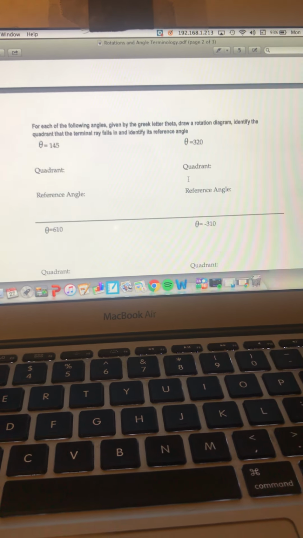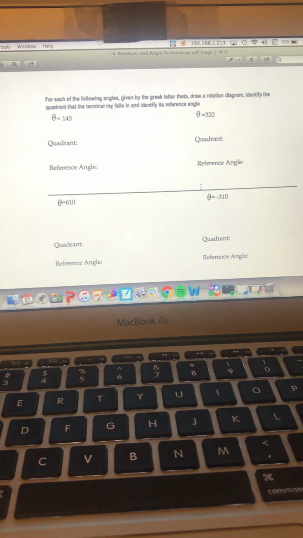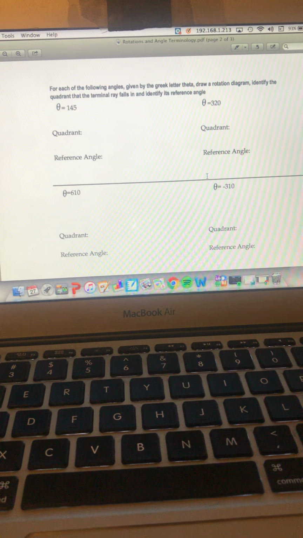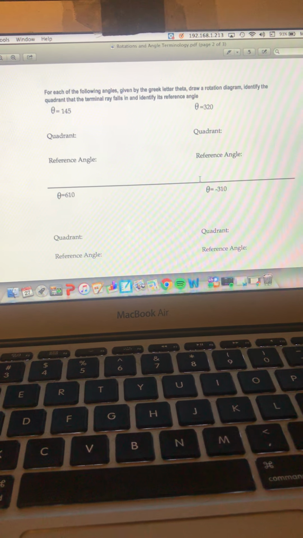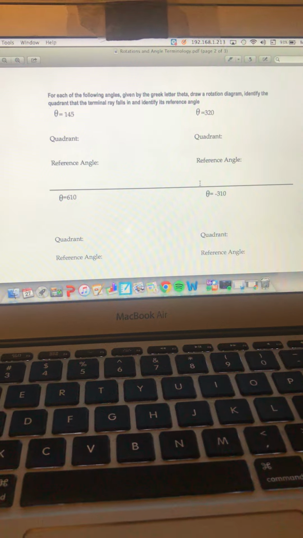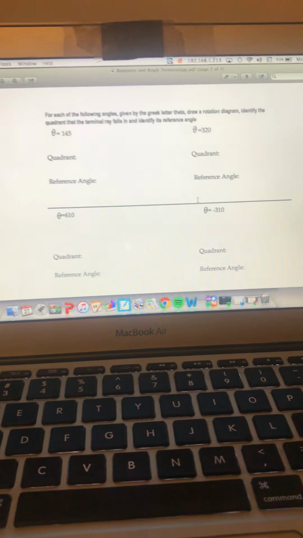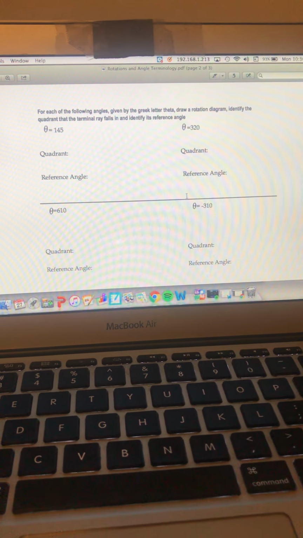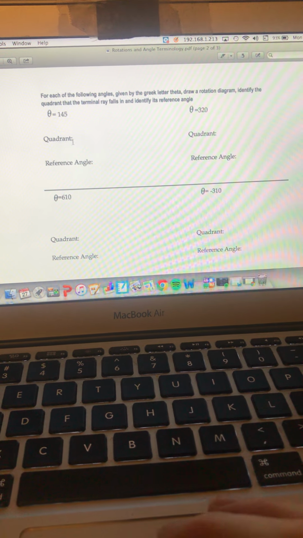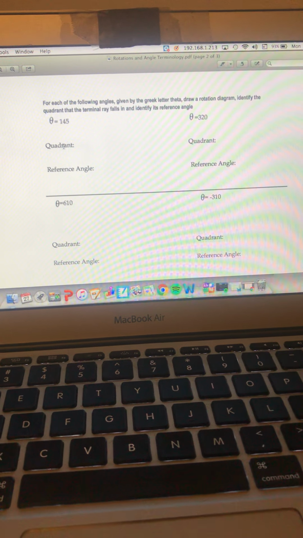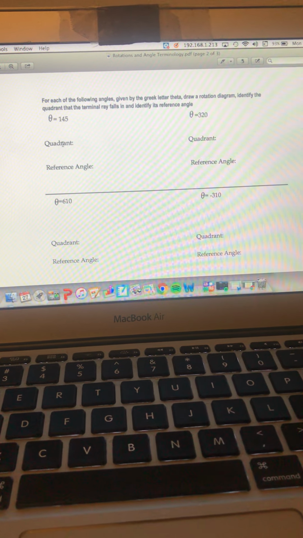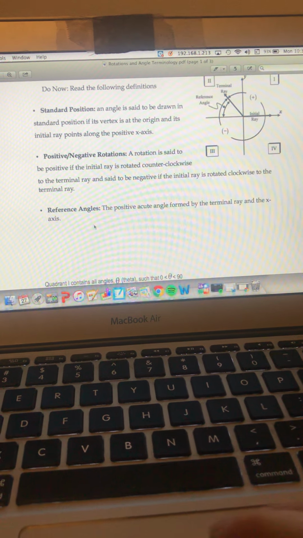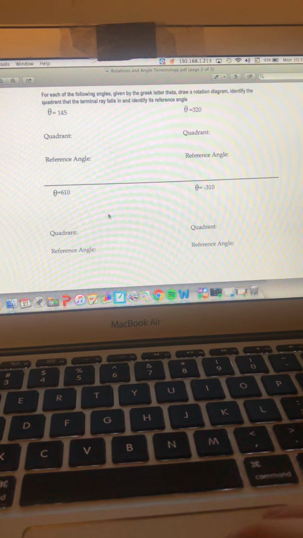So I now want you guys to continue on. I'm going to do the first example with you. For each of these here, theta by the way is the Greek letter, I want you to draw a rotational diagram. I'm going to show you what I mean by that. Then I want you to identify what quadrant the terminal ray is ending in, and then what that reference angle is going to be. And reminder, reference angle, that's what we just did before. We know it's an acute angle.